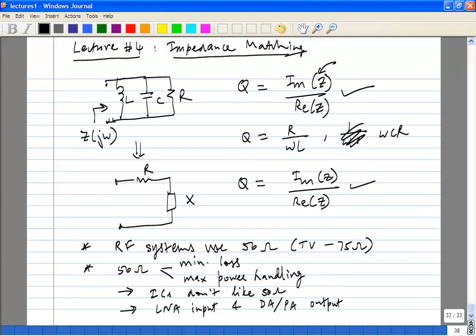One of these two outputs. DA is driver amplifier. It's an amplifier, an output stage, which is actually driving your power amplifier.